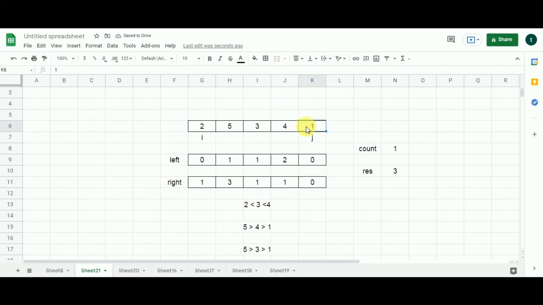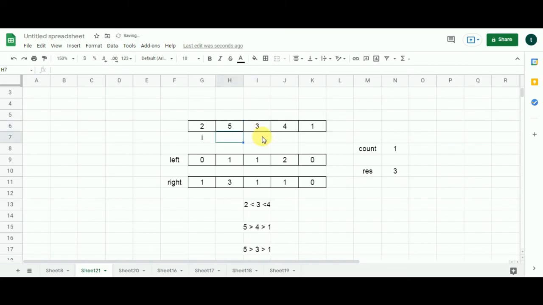Is 2 greater than 1? Yes. So what is the value here? 0. So 0 added to 3 is not going to make any difference. J moves one cell to the left. Is 2 greater than 4? No. So this iteration will be skipped. J moves one cell to the left and we have 3 over here. So is 2 greater than 3? No. So nothing happens again.